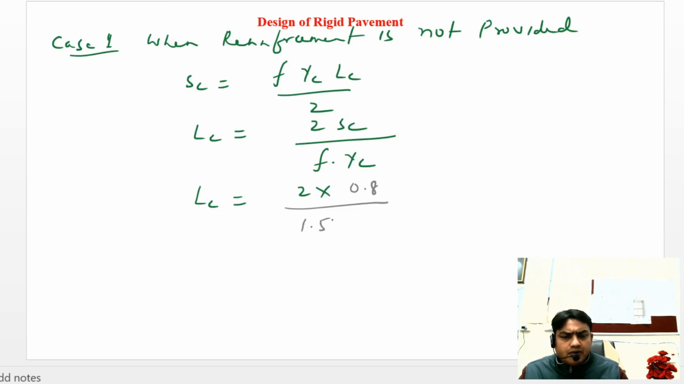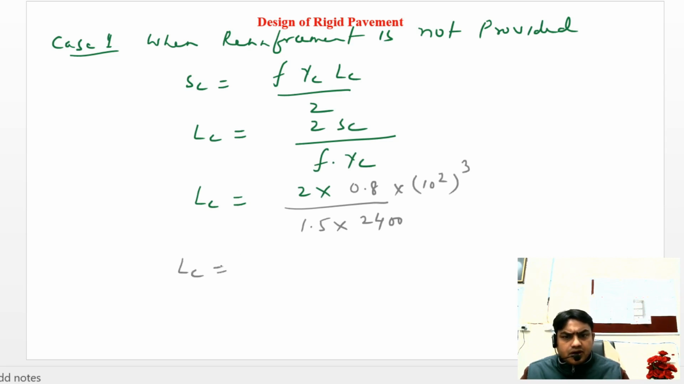The value of F is 1.5, and the unit weight of concrete is 2400 kg per meter cube. Here we have to convert units. SC is in kg per centimeter square, and gamma C is in kg per meter cube. So if I convert to centimeters, 1 meter is 100 centimeters, so 10 to the power 2 whole cube.